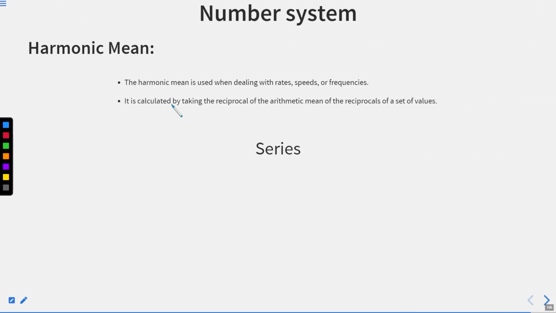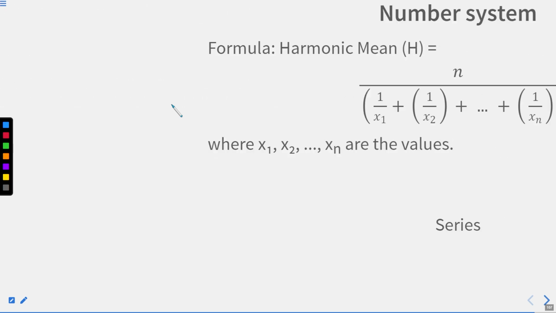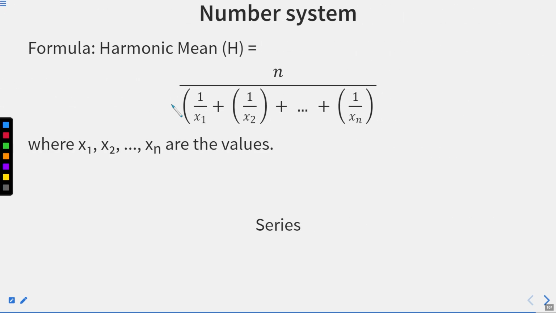What is the harmonic mean? The harmonic mean is used when dealing with rates, speed, or frequencies. It is calculated by taking the reciprocal of the arithmetic mean of the reciprocals of a set of values. So this is the formula for the harmonic mean: 1 upon x1 plus 1 upon x2 and so on, just take the sum and put it below n.